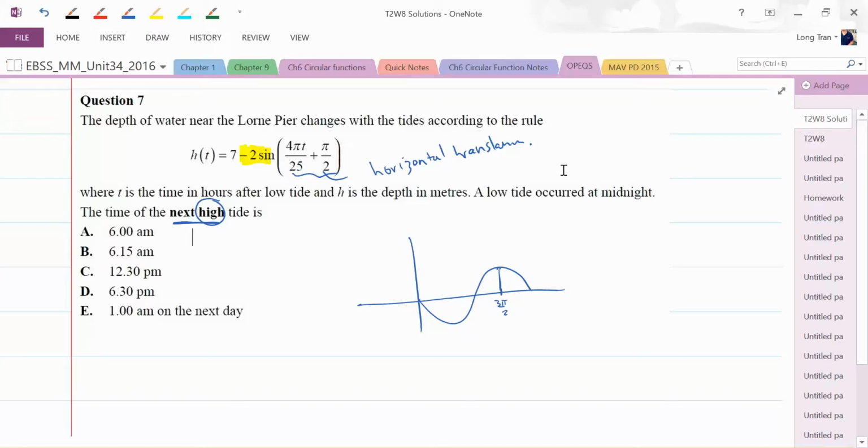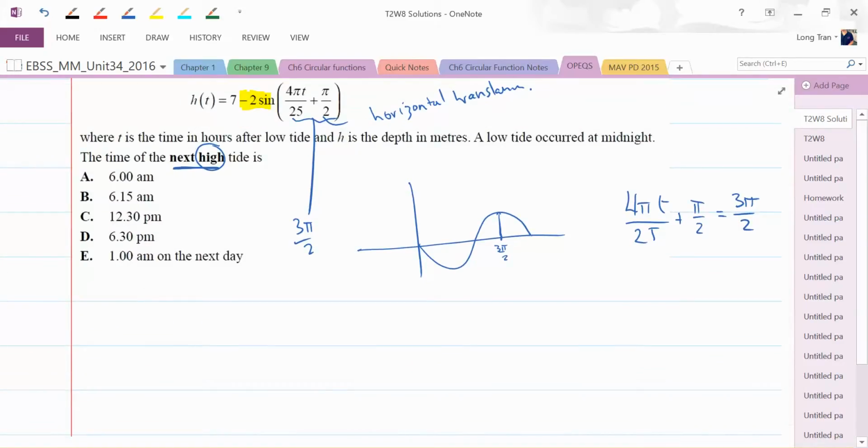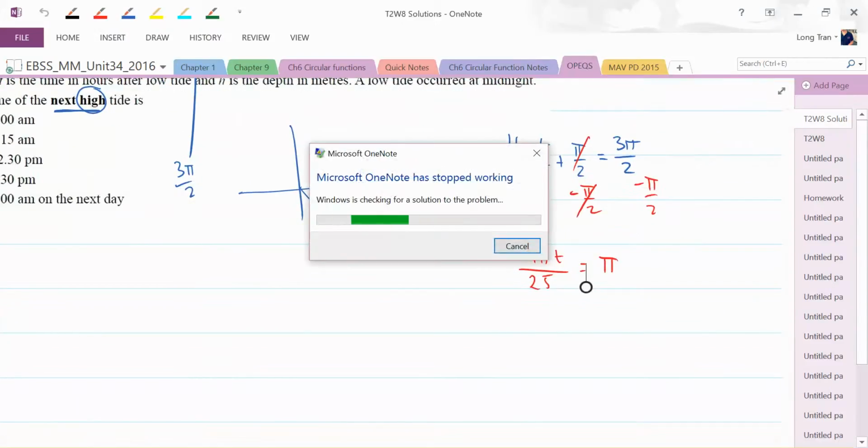So if we calculate, we're saying 4 pi t on 25 plus pi on 2. Same thing again, we want it at a high tide, so it will be a maximum when sine of 3 pi on 2 gives you that maximum. It only occurs when it's 3 pi on 2. So I'm solving this: minus pi on 2 on both sides, and you get 4 pi t on 25 equals pi. And times it by 25.